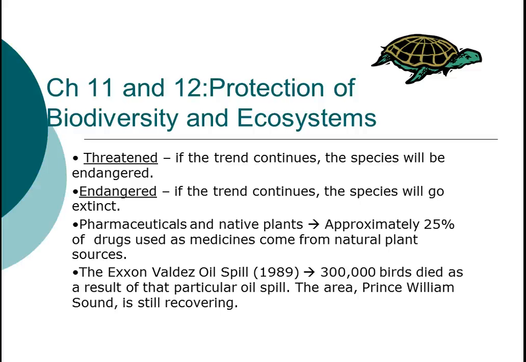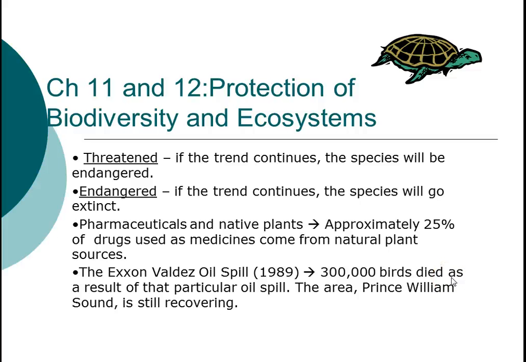It's more like chapter 9 and 10 talk about protection of biodiversity and ecosystems. We discussed before we went to the zoo that a threatened species is in danger of becoming an endangered species. An endangered species is one that is likely to go extinct in the near future. So the lesser of the two is the threatened, and the greater is the endangered.